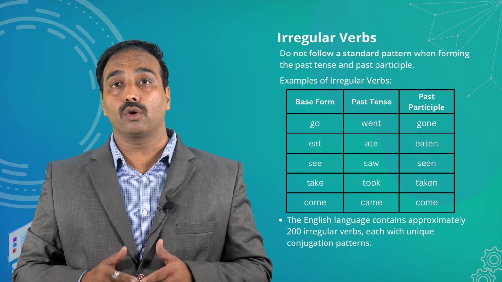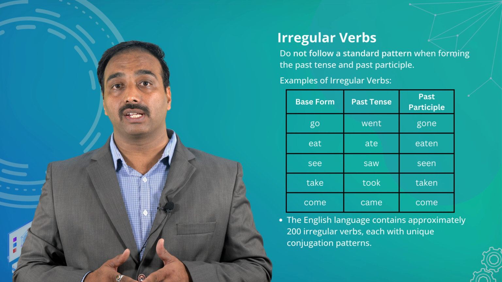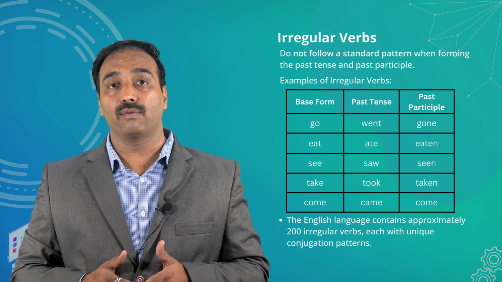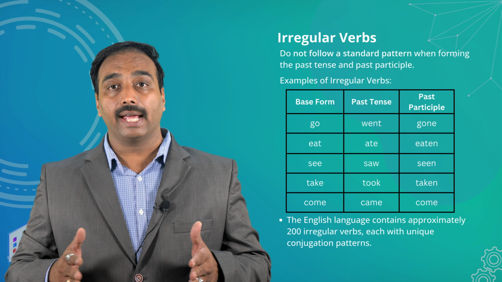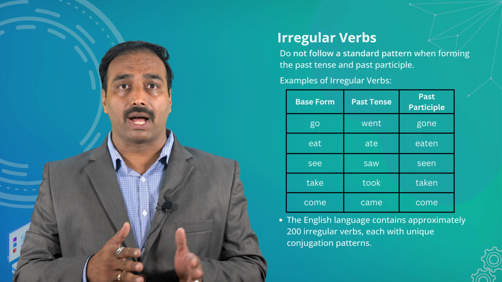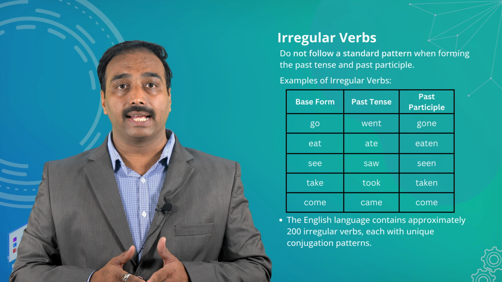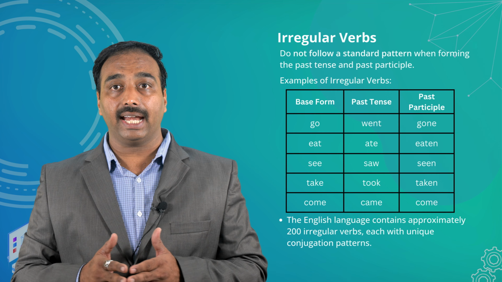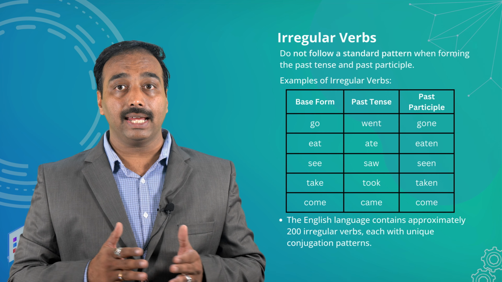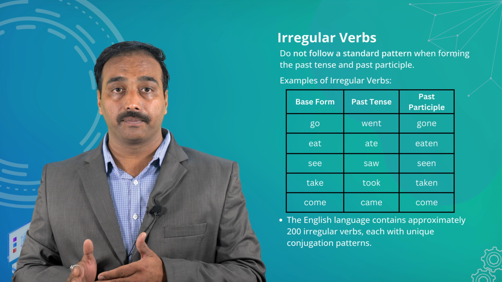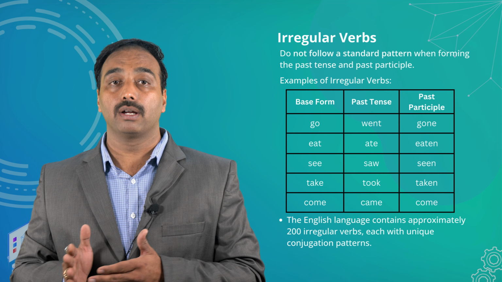Irregular verbs. Irregular verbs do not follow a standard pattern when forming the past tense and past participle. Their forms can vary significantly, requiring memorization. Examples of irregular verbs: here also we will touch upon the base form, past tense and past participle form. Go, went and gone. Eat, ate, eaten. See, saw, seen. Take, took, taken. Come, came, come.